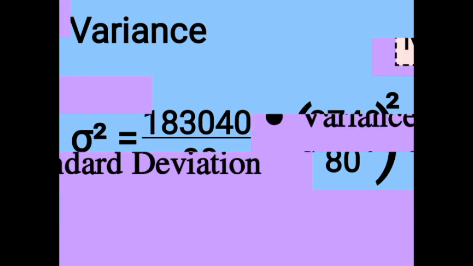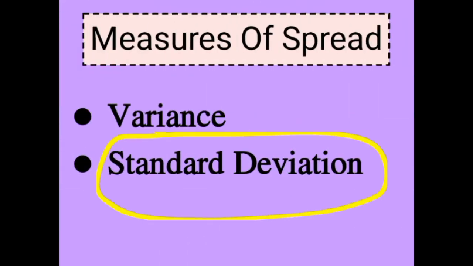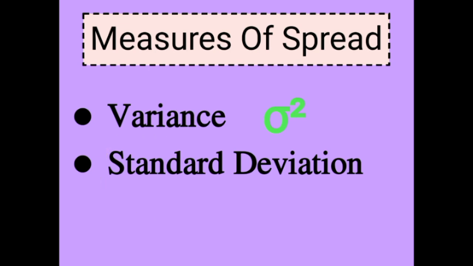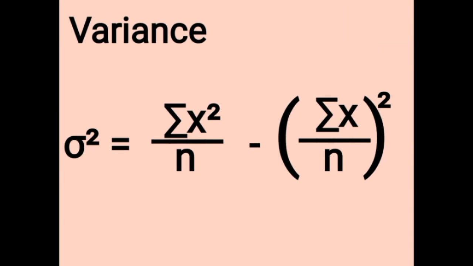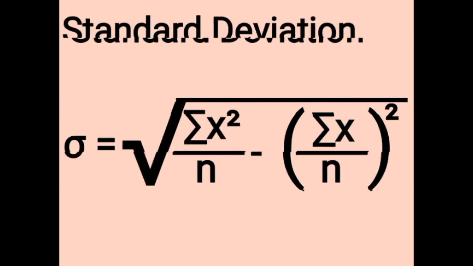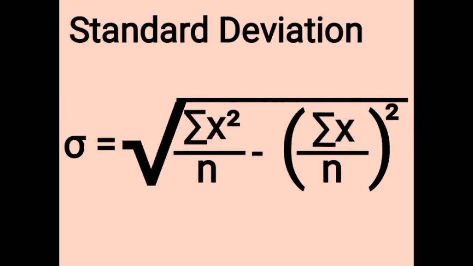Standard deviation. The standard deviation is the square root of the variance. This was the symbol for variance, and since the standard deviation is the square root of the variance, this is the symbol for the standard deviation of a data set. So as we saw earlier, for an ungrouped dataset, we use this formula to calculate the variance, and since the standard deviation is the square root of the variance, we use this formula to calculate the standard deviation of an ungrouped dataset.